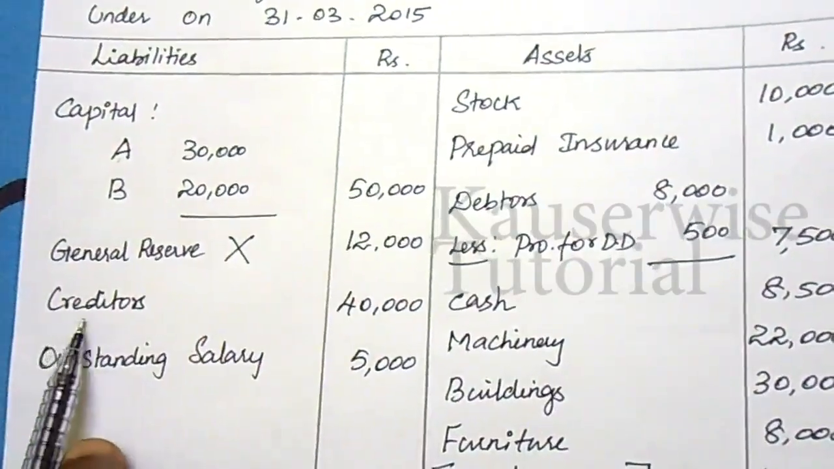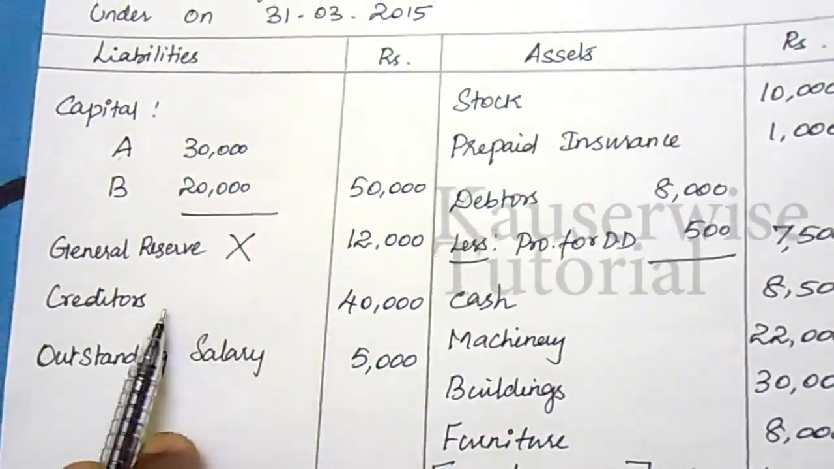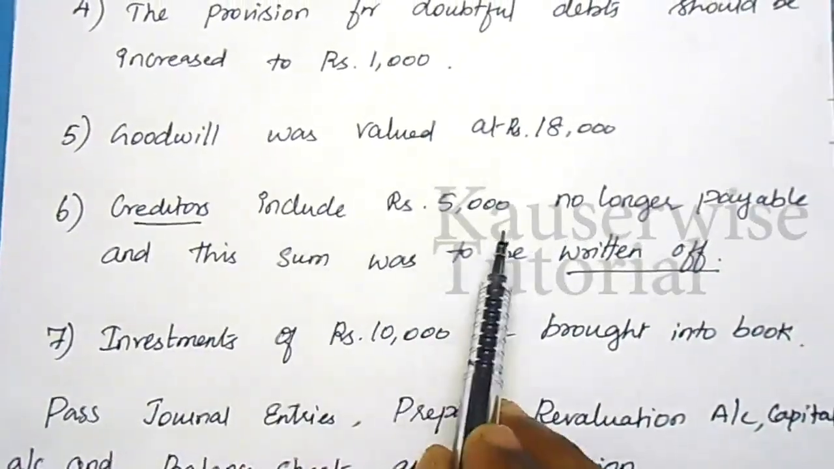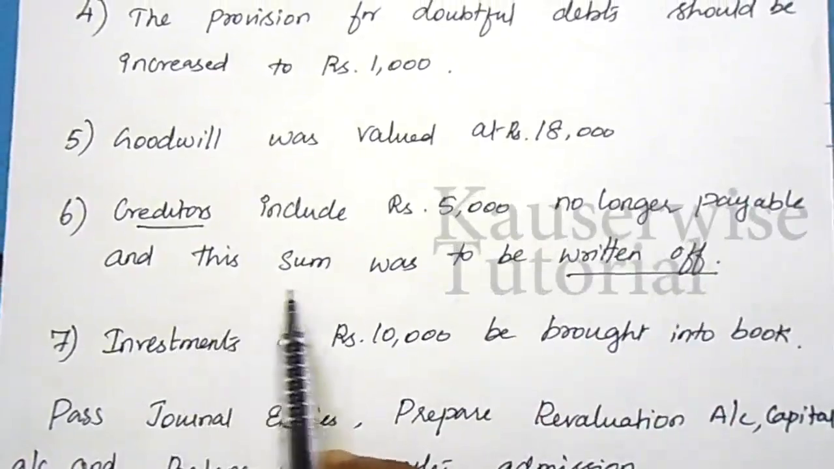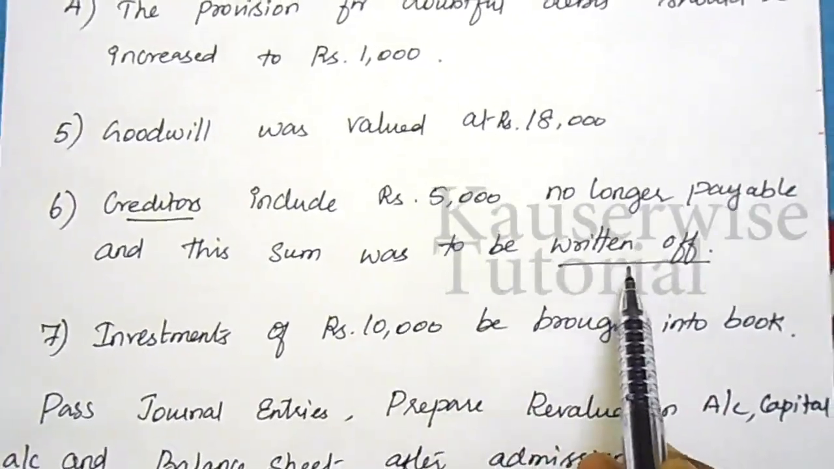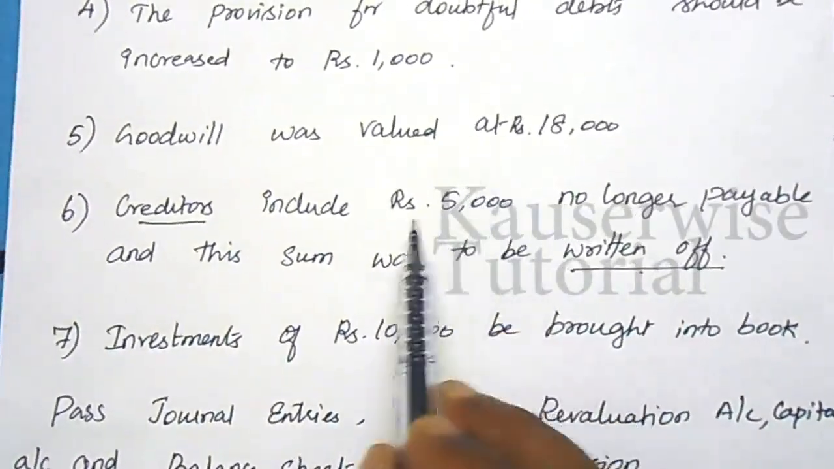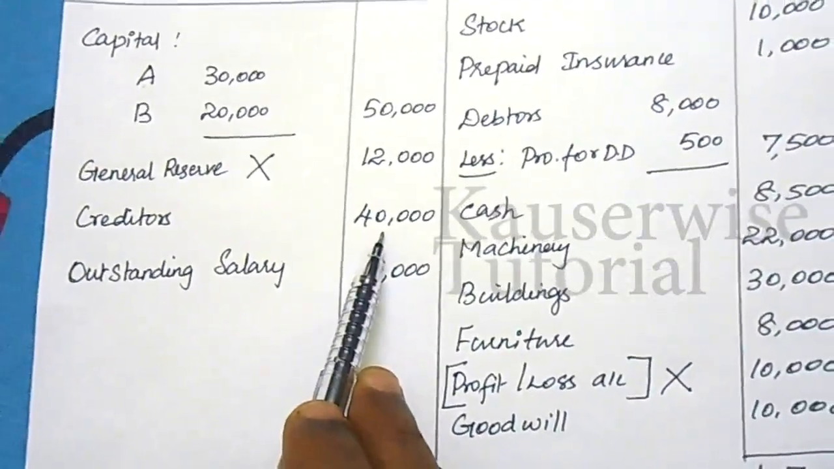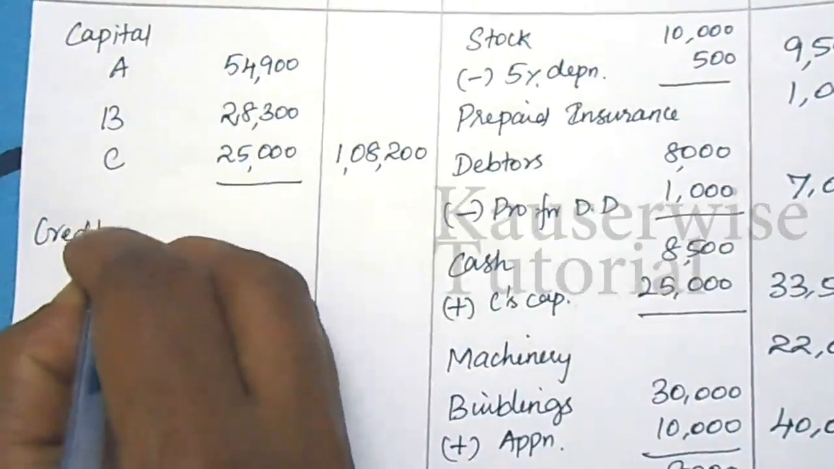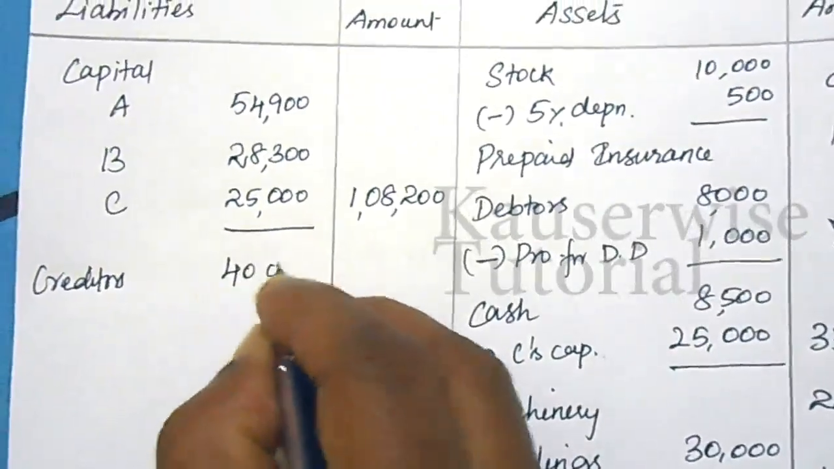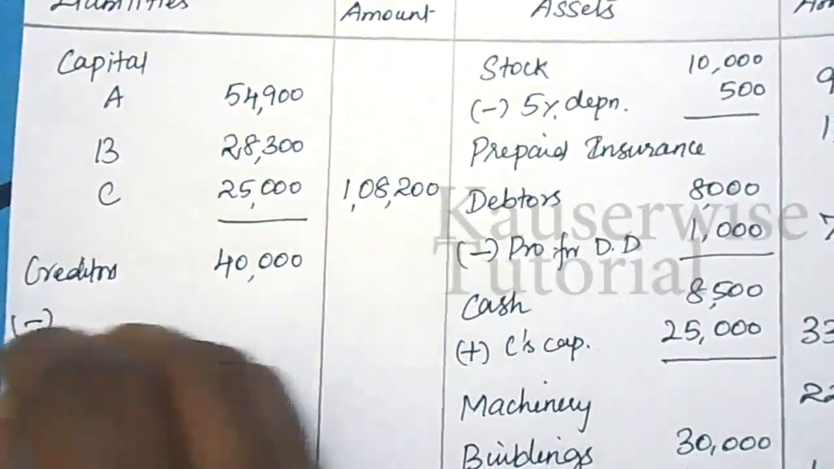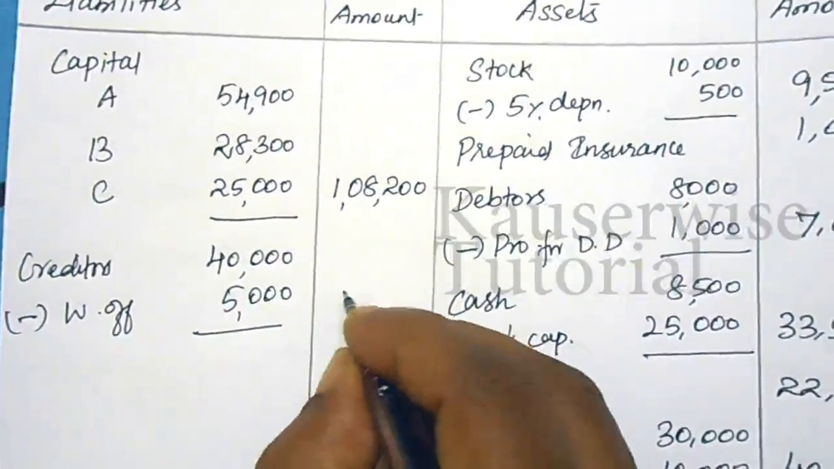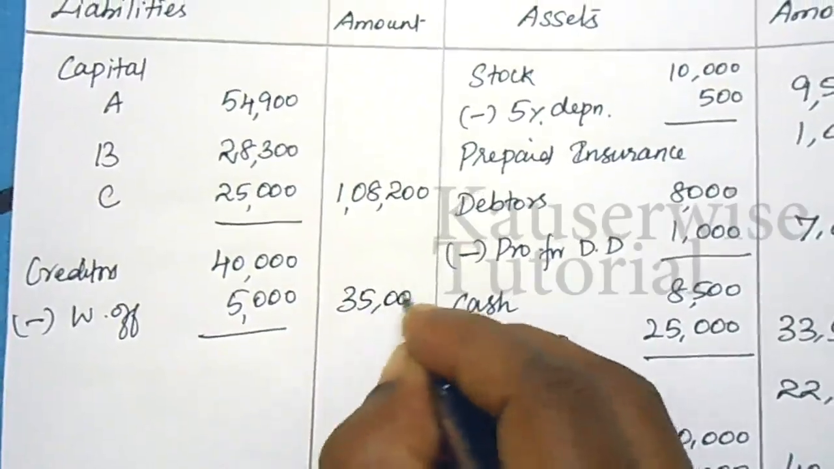Then creditors 40,000 is there. Look at the sixth adjustment. Creditors include 5,000 no longer payable, and this sum was to be written off. So subtract 5,000 from the total creditors. Creditors 40,000 minus written off 5,000. Balance enter in the outer column, 35,000.